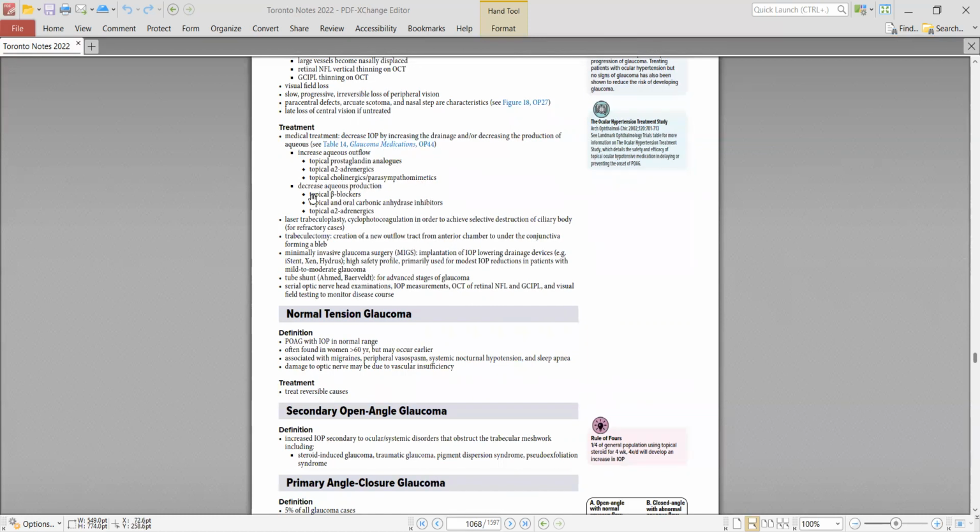To decrease aqueous production, use topical beta blocker, topical or oral carbonic anhydrase inhibitors like acetazolamide, topical alpha 2 adrenergic. Laser trabeculoplasty opens the trabecula so that the aqueous flow can be there. Cyclophotocoagulation achieves selective destruction of the ciliary body. Trabeculectomy is creation of a new outflow tract from the anterior chamber. Trabeculoplasty is like opening a way; trabeculectomy is like creating a new way. Minimally invasive glaucoma surgery, tube shunt.